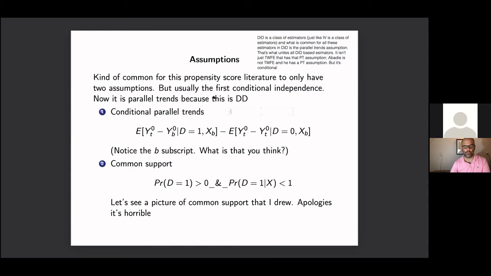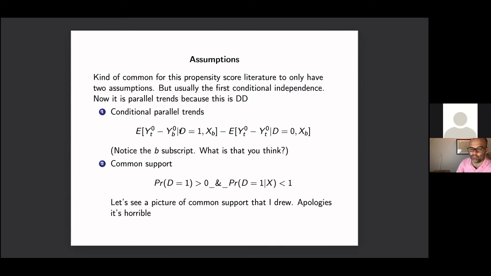So here we have conditional parallel trends. What does that look like? That says that in a world without treatment, the trend over time, so this is T post-treatment, this is B baseline, all right? So the treatment occurs between these two periods. We look at the trend in potential outcomes in a world without treatment for the treatment group and for the control group. But we're going to require parallel trends to hold within values of X, okay?